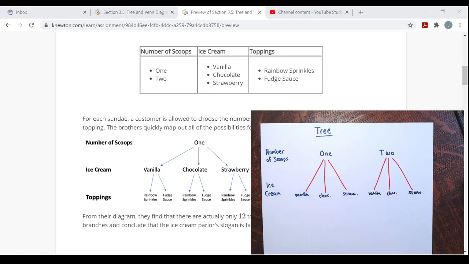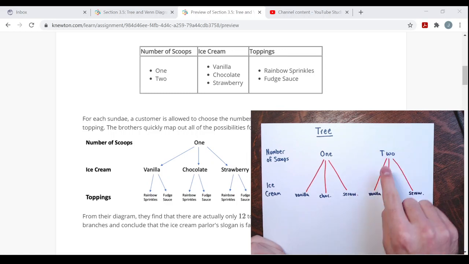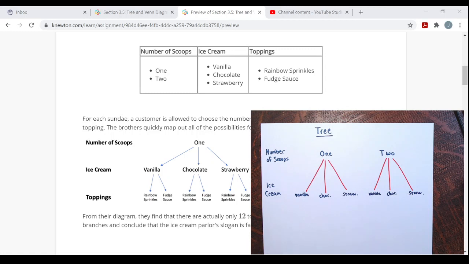Okay, so right now there are 6 possibilities: 1 scoop of vanilla, 1 scoop of chocolate, 1 scoop of strawberry, or 2 scoops of vanilla, 2 scoops of chocolate, 2 scoops of strawberry. Right? So right now there are 6 possibilities, but I'm not done making the sundae. So then the next level down is my next choice, the next step in the experiment, and that's choosing the toppings.